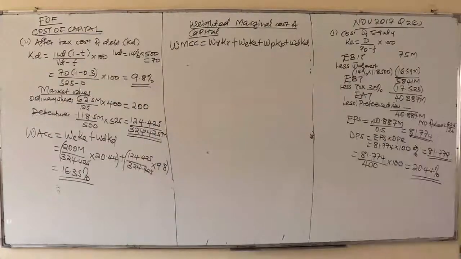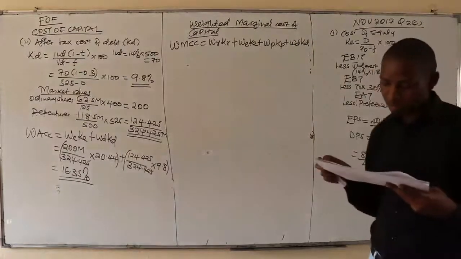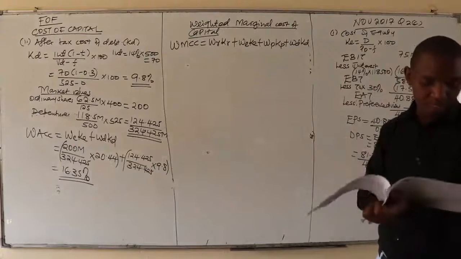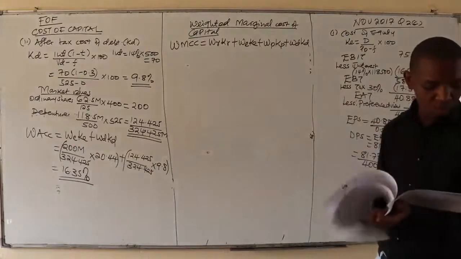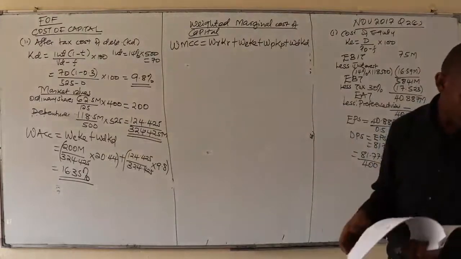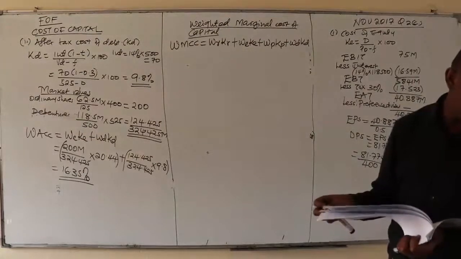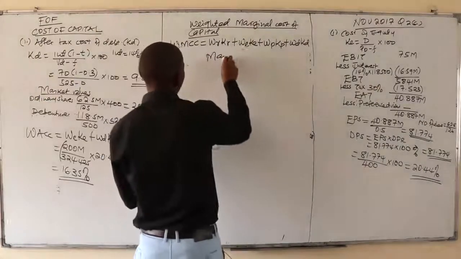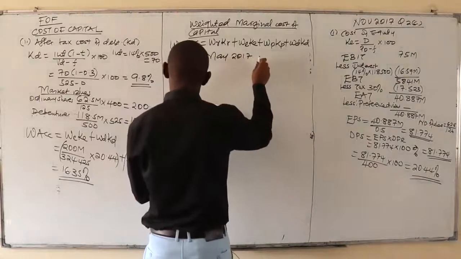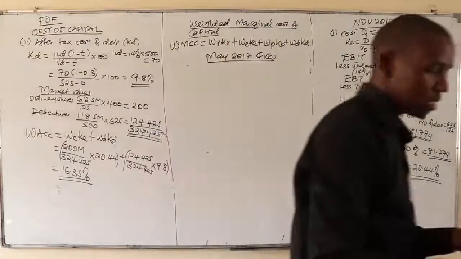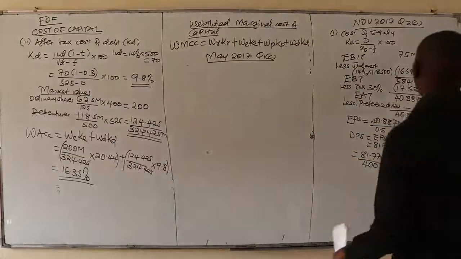We can as well try a question on the same. Let us try such an example on the WMCC. In this case, I'm doing the question of May 2017, and that is question number 1C.